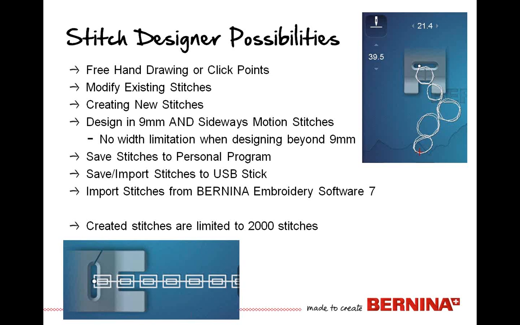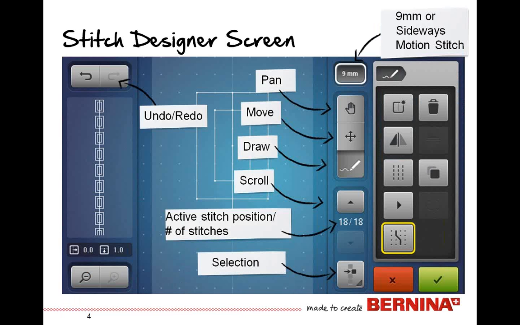So let's see what else. This is just a picture of the screen, and these are some of the tools that you have access to. Starting from the right side of the screen, working our way down, you'll see a little 9mm lock. When that has the white box around it, it means that you're designing within a 9mm limitation. The hand is more like a panning. It moves the view of the screen so that you can see more if your stitch is bigger than the immediate drawing area.